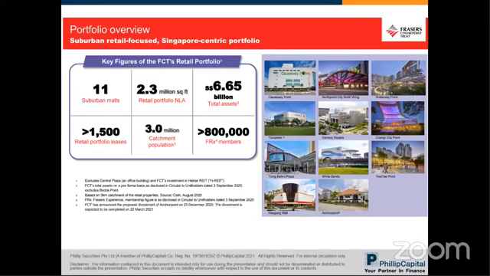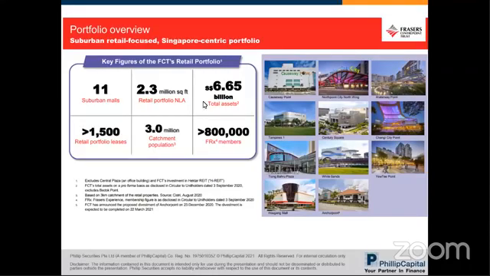So it's a retail mall. They focus on suburban, and suburban means what we call a neighborhood. They currently have around 11 suburban malls in Singapore, and they have around 2.3 million square feet of retail portfolio.